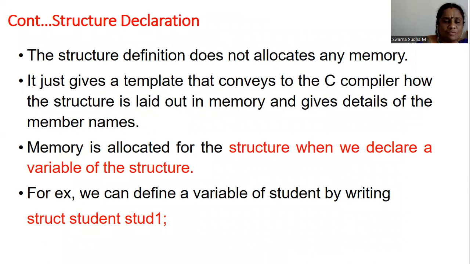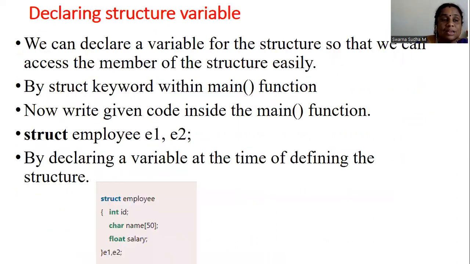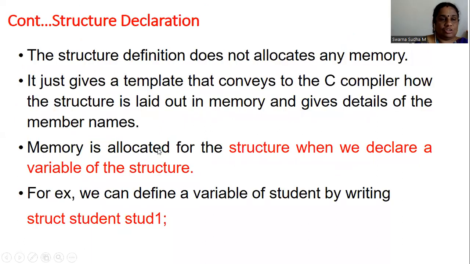When we actually declare a variable, the memory will be allocated. But a structure definition does not allocate any memory. Only when we declare a variable will the memory be allocated to the structure. So to declare a variable, either you can declare it in the main function or while defining the structure. We'll see how the memory will be allocated.